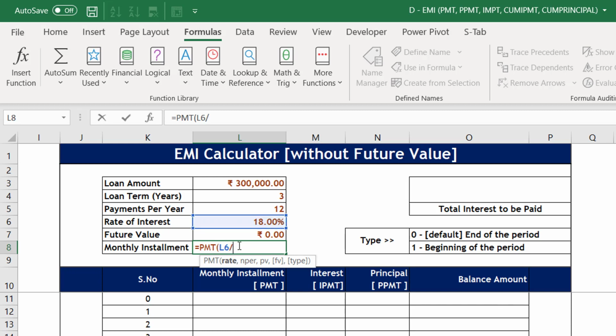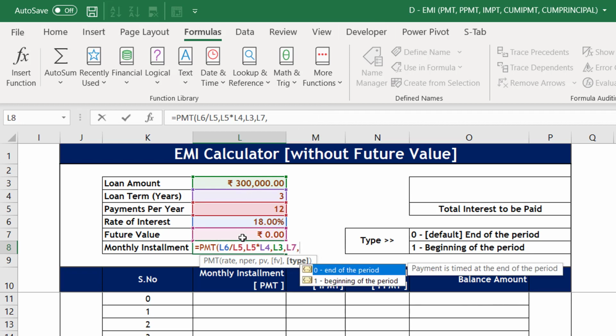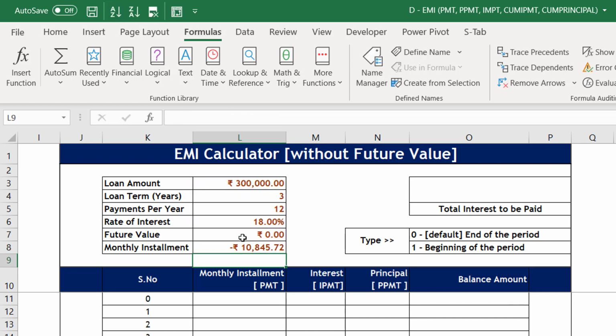So L6 divided by 12. So basically it is 18 by 12, which is 1.5%, comma, number of payments. I have to pay this in 3 years and 12 installments per year. That means it is going to be 12 multiplied by 3. These are the total number of payments, comma, present value, what I am borrowing, which is this one, comma, FV for now I'm going to keep it 0, as you can see here, and type is going to be 0. Okay, close the parenthesis, enter.